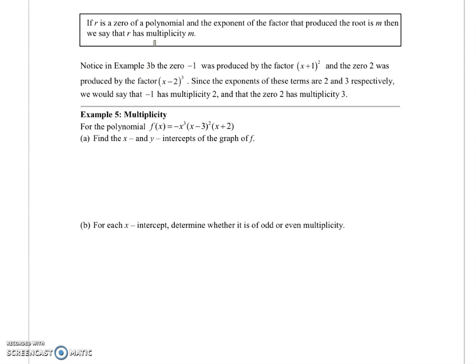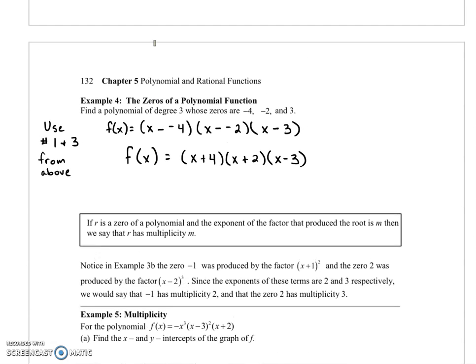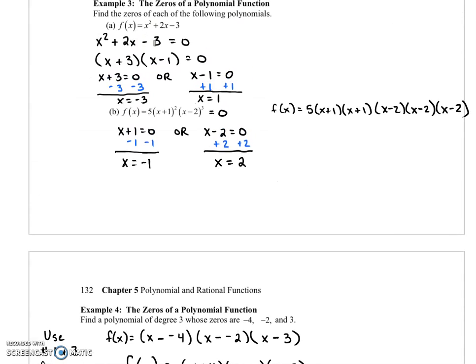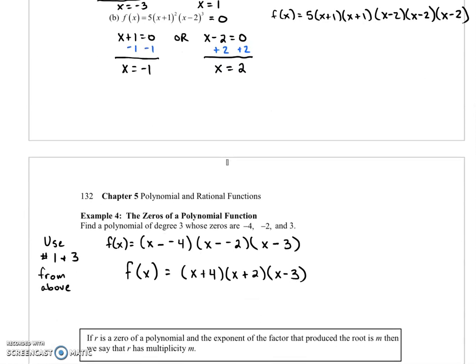So if we go back to example 3b, we can see that the x plus 1 had an exponent of 2, so the root negative 1 has a multiplicity of 2. And the x minus 2 had an exponent of 3, so the root x equals 2 has a multiplicity of 3.